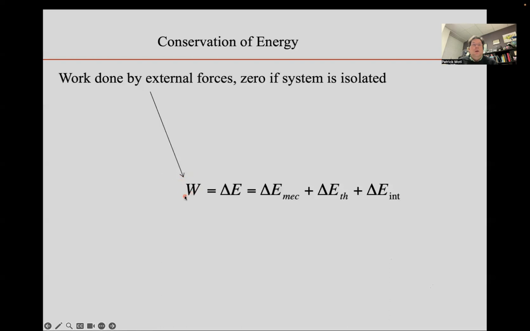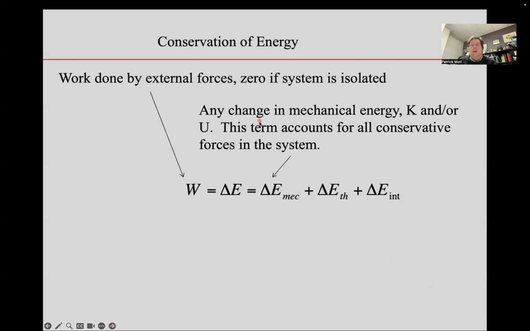Okay, so work done by external forces, left-hand side. The work done by external forces is what is going to cause the energy of the system to change. Obviously, if the left-hand side is zero, then the energy is constant. All right. What's on the far right-hand side, then, are all internal. Okay. If there is a change in mechanical energy, mechanical energy is the sum of kinetic and potential, then delta E mechanical will change.